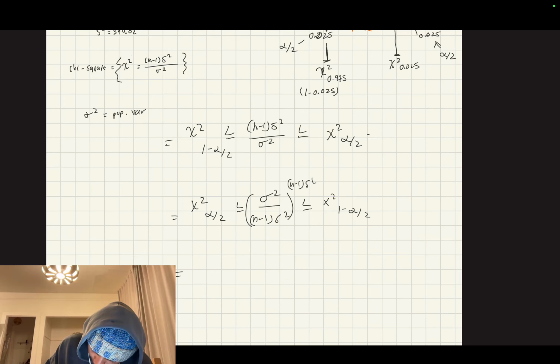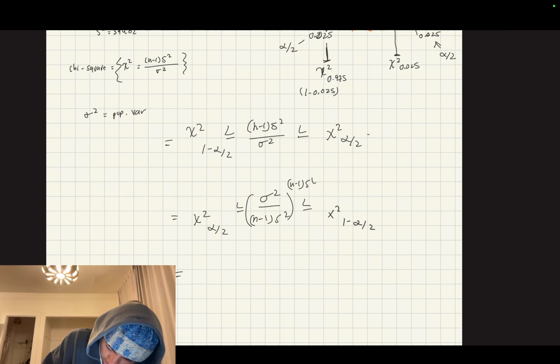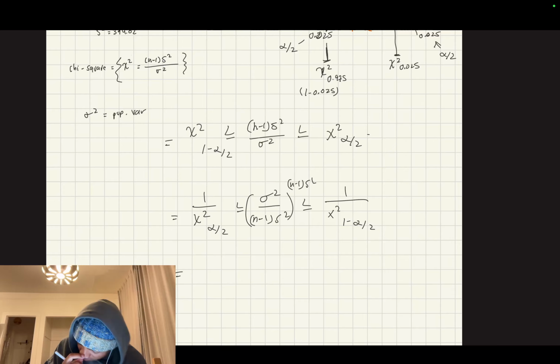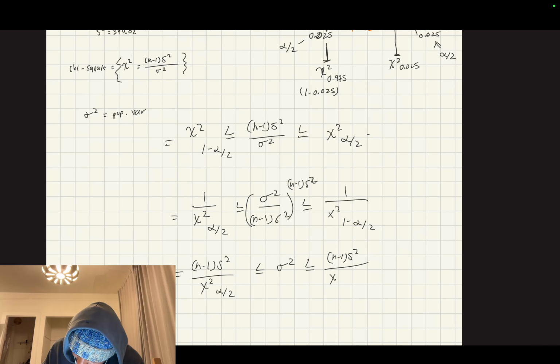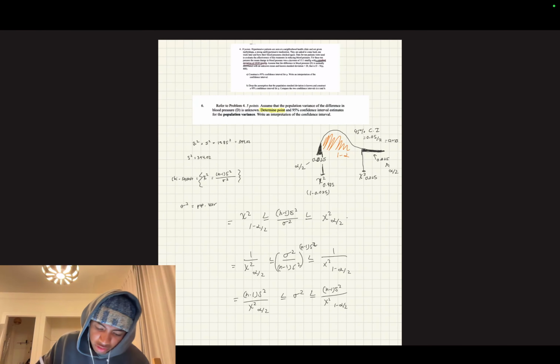And that'll look like, apologies there. These are 1 over, 1 over, okay, since we're flipping it. And then multiply our n minus 1 s squared out, and that comes out to n minus 1 s squared over our chi squared at alpha by 2. Now we're left with this and our n minus 1 s squared at 1 minus alpha divided by 2. Okay, and so that's where we're at.